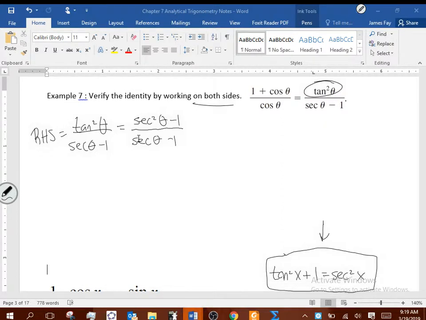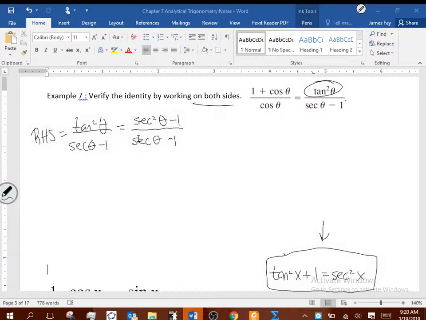Now, they're not identical, right? I can't just wipe them out because one's got a secant squared and the other one's secant to the first. But that numerator, remember what secant is. Secant's just a number, right? And because theta's unknown, that expression is kind of like a variable, like x squared or theta squared. Does that make sense? It's something squared minus 1. Well, something squared is a perfect square, and 1 is a perfect square, isn't it? Isn't that numerator a difference of perfect squares?